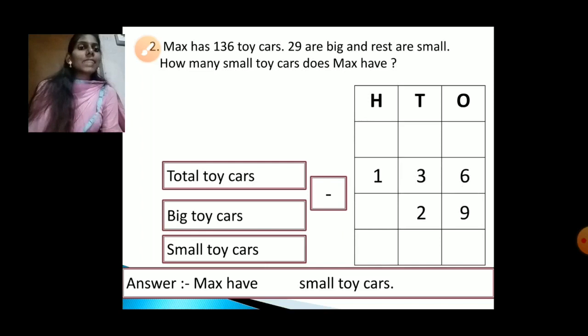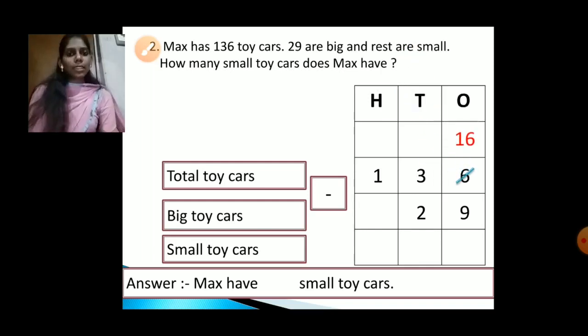Okay. 6 minus 9. Look at the ones place subtraction. 6 minus 9. Is it possible? No. Because 6 is smaller than 9. Then what we will do? Yes. We will borrow from the tens place. We will borrow 1 ten from the tens place and we will add it to the 6 ones. So 10 plus 6 is 16. So what we will do? We will cut 6 and instead of 6 what we will write? 16.